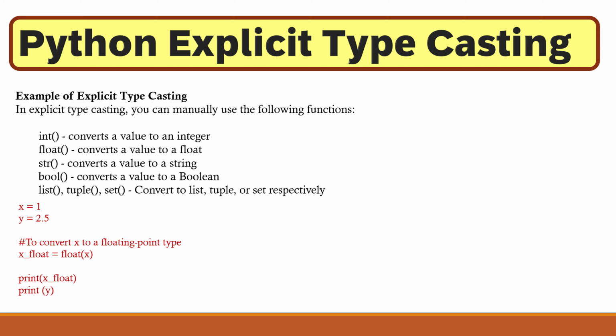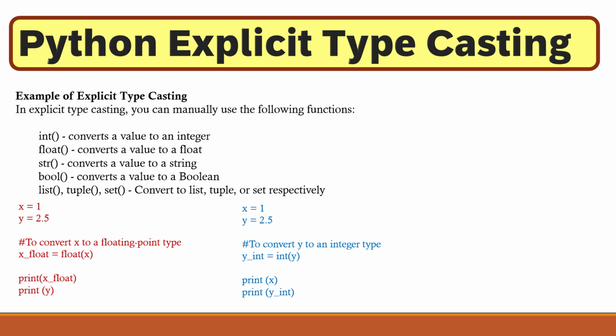Now I have some examples. So the first example, we have x equals 1, y equals 2.5. And to convert x to a floating point type, because currently it's an integer, we can store it in a variable called x_float. And then we can use our float function, the second one in the list. So float, and then we will specify x in the parentheses. And now when we print x_float, this will convert x into a float. And then we can use the type function to prove it's been converted into a float. So this example we will have a look at in PyCharm amongst the other two examples.